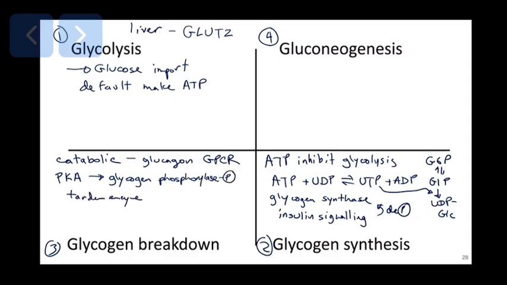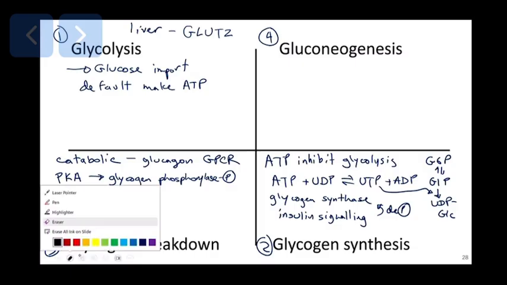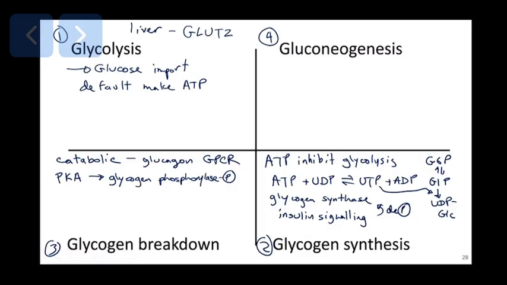I'll put that up under gluconeogenesis in a second. Just take that out. Okay, and then we're going to produce our glucose 1-phosphate, and then that can go to glucose 6-phosphate, and then glucose for the bloodstream.